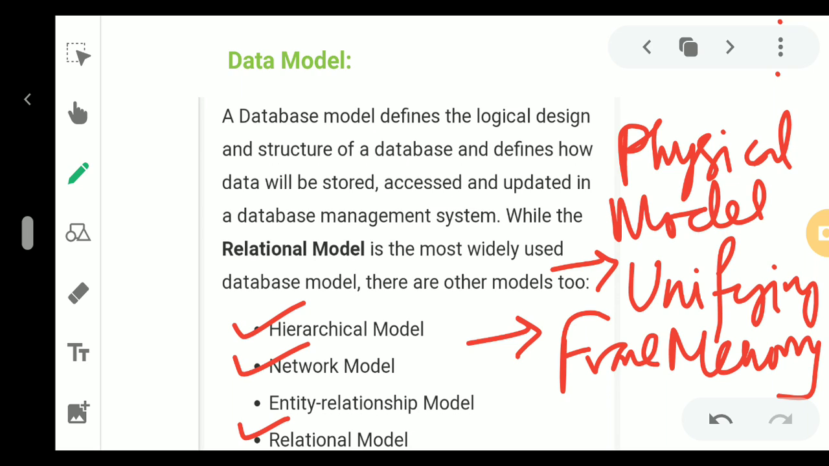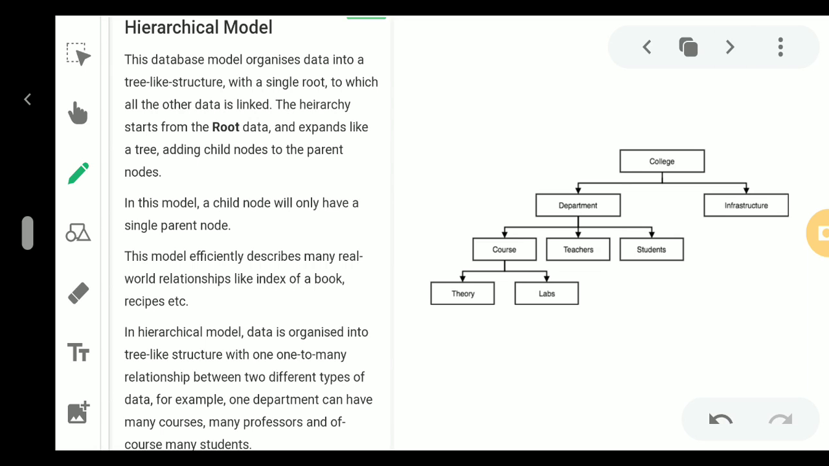Today we will explain only three models: the hierarchical model, the network model, and the relational model, as the ER model, that is the ER diagram, is excluded from your syllabus. So we will only concentrate on these three topics. Now, coming to the hierarchical model.